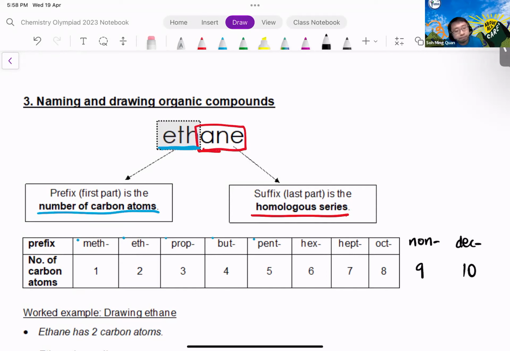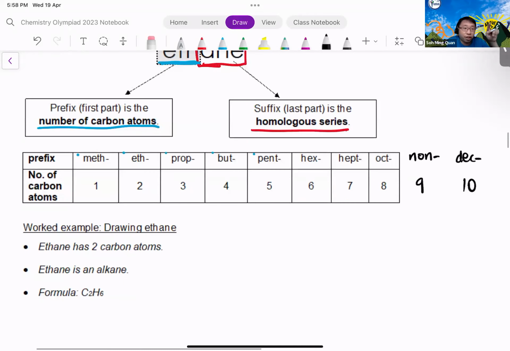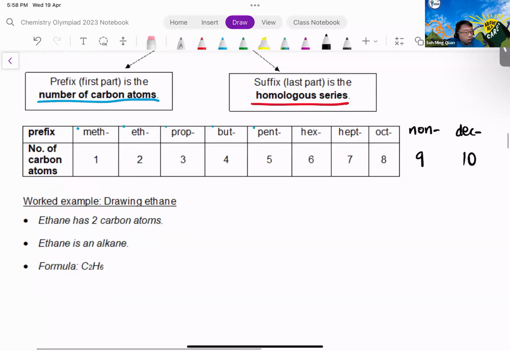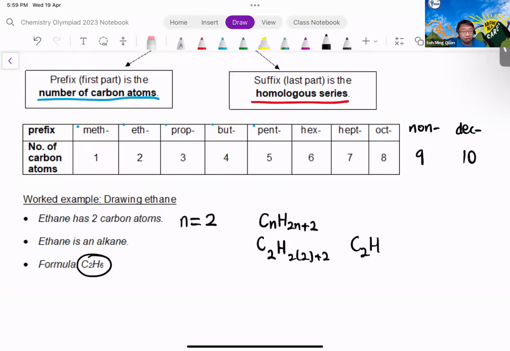But let's draw the simpler ones first. So ethane. Ethane has 2 carbons and it's an alkane. So how do I get C2H6? I know it's 2 carbons, and I know it's alkane, so it's CnH2n+2. So 2 times 2 plus 2 is 6, so C2H6. This is the thinking process, and you must think like that before you draw.